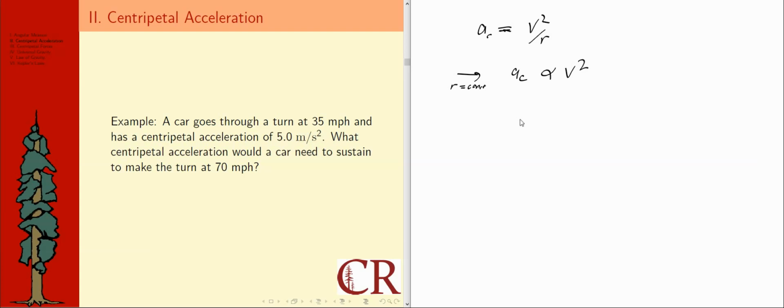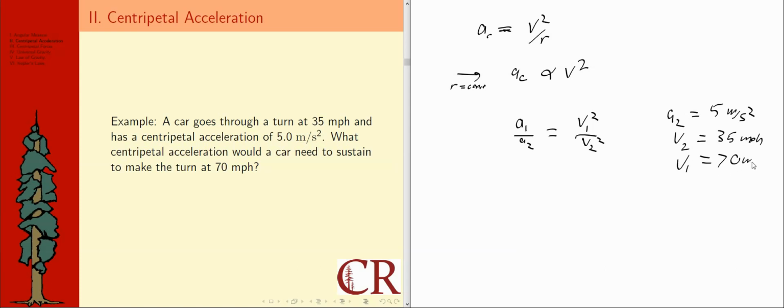Maybe a more formal way I could look at this is, A1 over A2, setting this as a stacked set of proportions, is equal to V1 squared over V2 squared. And in that sense, let's say that A2 is equal to 5 meters per second squared. That would mean that V2 is equal to 35 miles per hour. I made the choice of 1 and 2 arbitrarily here. And that would mean that V1 is equal to 70 miles per hour.